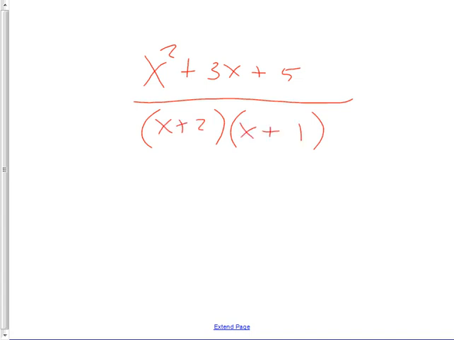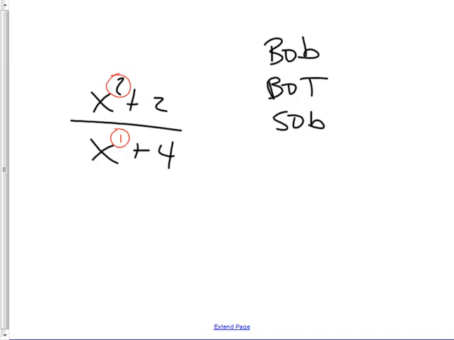Is it bigger on top, bigger on bottom, or same on both? Good catch, same on both. Why? Because if you multiply the bottom out, wouldn't it have an x squared in it? So therefore, it's same on both. Okay, good. So now you get bigger on top, bigger on bottom, and same on both. Now, what do you do if it is bigger on top, bigger on bottom, or same on both?